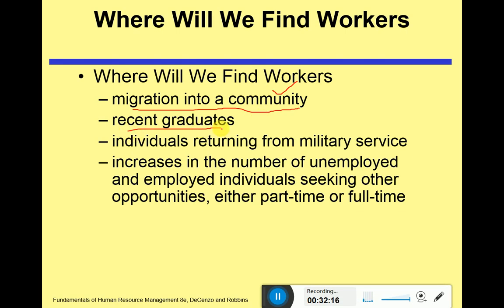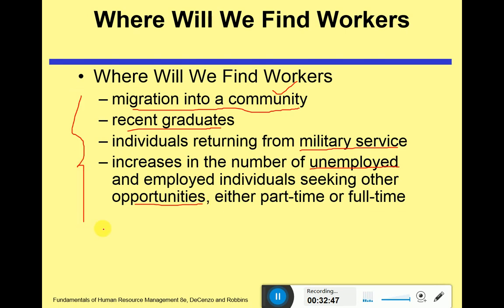Next is recent graduates, people who have recently completed their studies and their degrees, and individuals returning from the military services. Next is an increase in the number of unemployed and employed individuals seeking other opportunities, either part time or full time, such as people who are unemployed and have no job, or people already connected with another organization who want part-time opportunities and have submitted CVs.